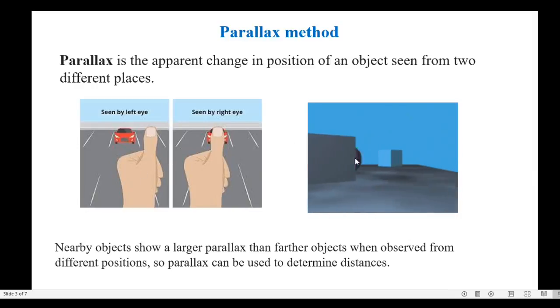Look at this picture. Here you change your viewpoint side to side. Focus on the white cube which sits in front. It appears to move faster than the green cube at the back. This is called parallax. So nearby objects show a larger parallax than further objects when observed from different positions. So parallax can be used to determine the distances.